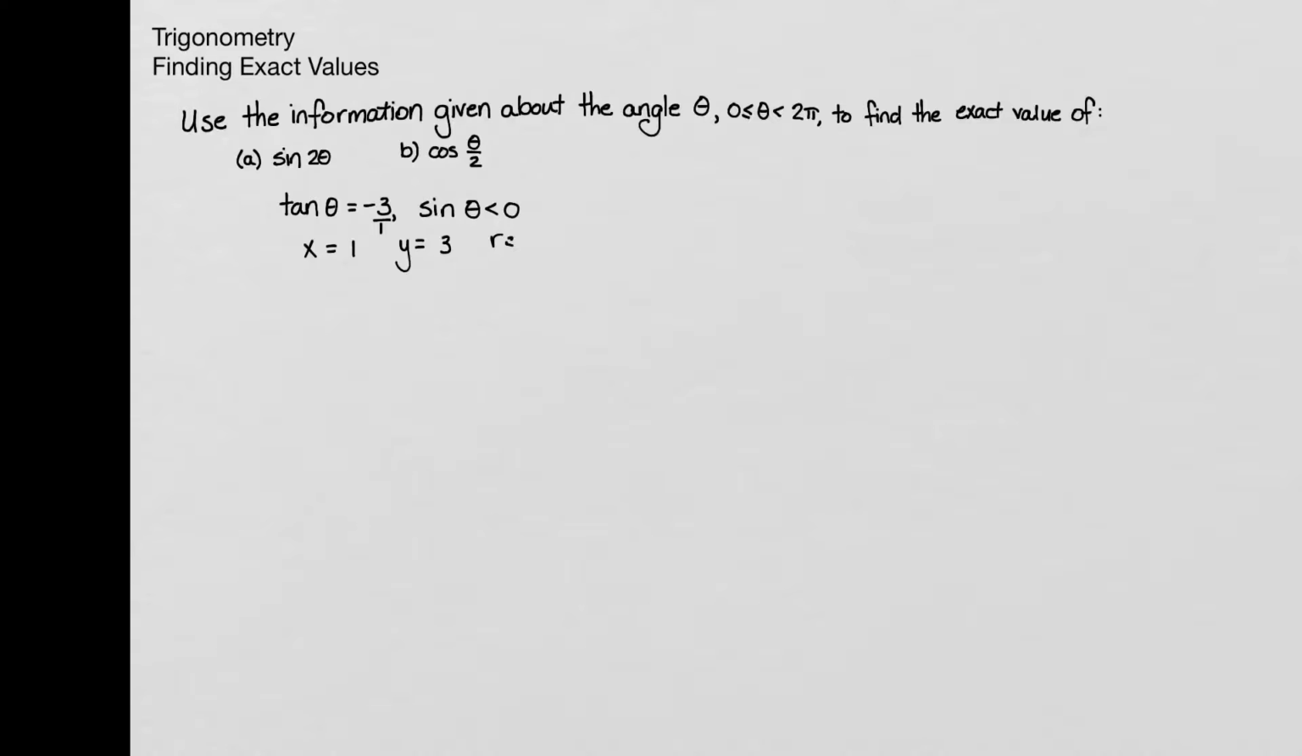Since the sine of theta is less than 0, that means that y has to be negative. And therefore, because the tangent is negative, that means that x has to be positive. So what we're looking at here is something in the fourth quadrant. Y is negative, x is positive.